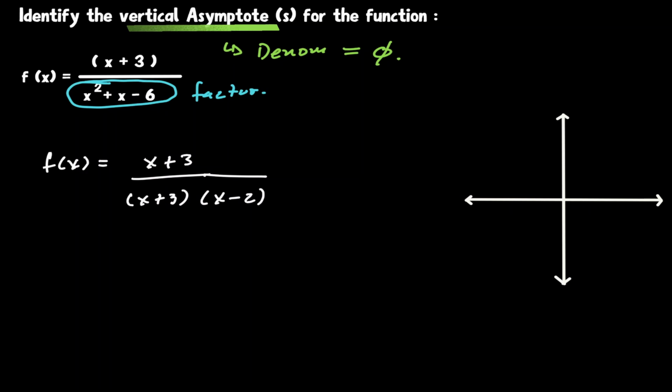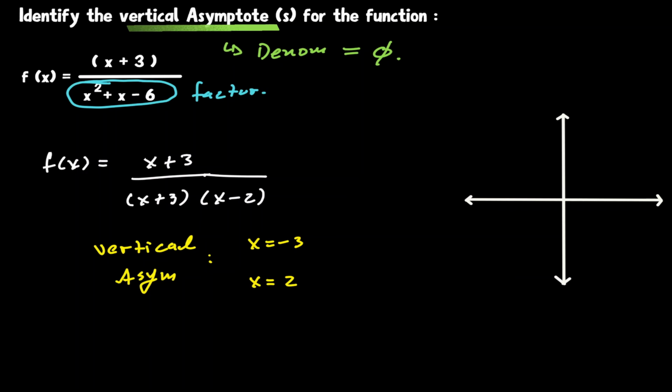So if we just follow the same strategy as we have been doing, maybe we are going to say that we have two vertical asymptotes. One at x equals negative 3, and another one at x equals positive 2. Because those are the two values that will make our denominator equal to 0.